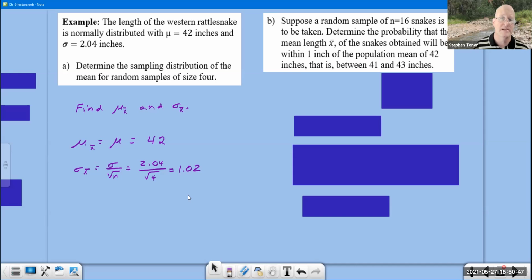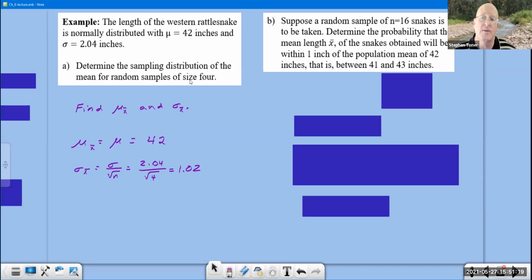Now in part B, it says, suppose we take a sample of size 16 snakes. It's almost like we're taking a trip out into the desert with our gunny sacks. As a field trip, our job is going to be to go snag some adult Western rattlesnakes. Probably does not sound like a fun field trip that we want to participate in. But bottom line is we're going to catch some adults, stick them in this bag, go back to campus and measure them out. Or we'll let the people in the science department do that.